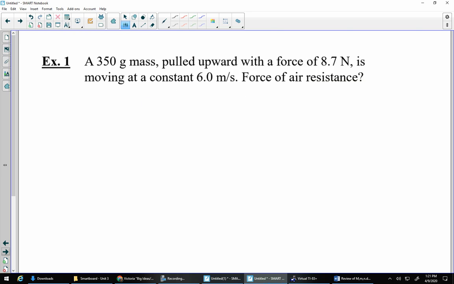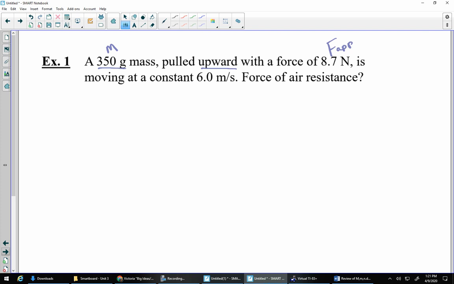So let's check it out in a bit of an example. We've got a 350 gram mass. Okay, that's cool. It tells us right there it's a mass. I'm going to label it anyways. It's being pulled upwards with a force of 8.7 newtons. So it's being pulled upwards. I'm going to call that applied force.